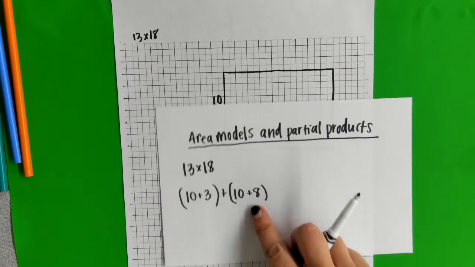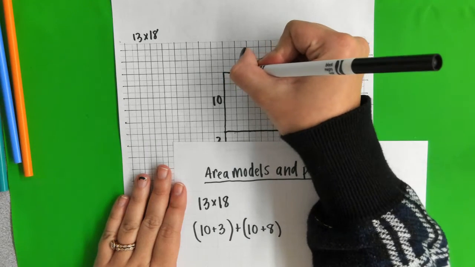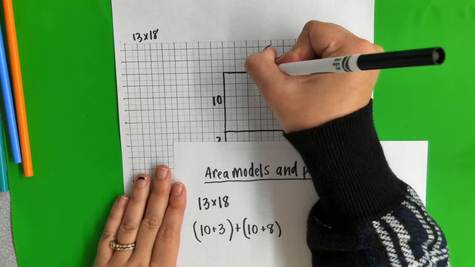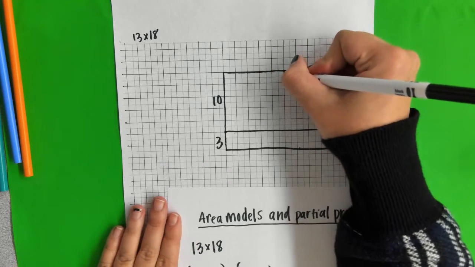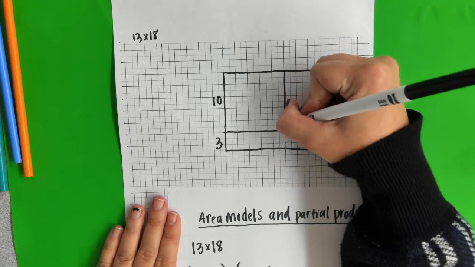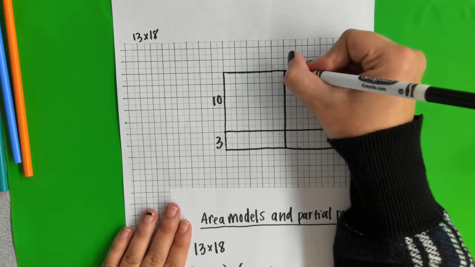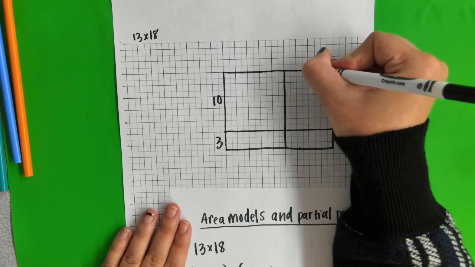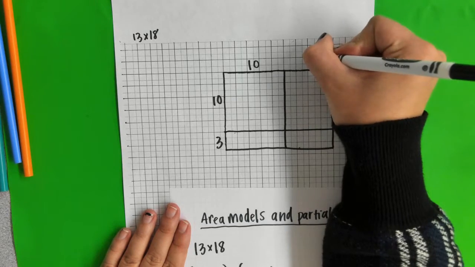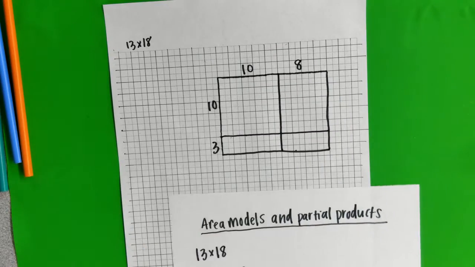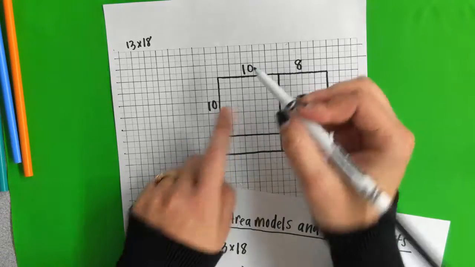Okay, now we're going to do the same thing across the top with our 18. We're going to go across 10: 1, 2, 3, 4, 5, 6, 7, 8, 9, 10. We're going to draw a line going down. We're going to double check that we have 8 going across here: 1, 2, 3, 4, 5, 6, 7, 8, and we do, so we have 10 and 8.